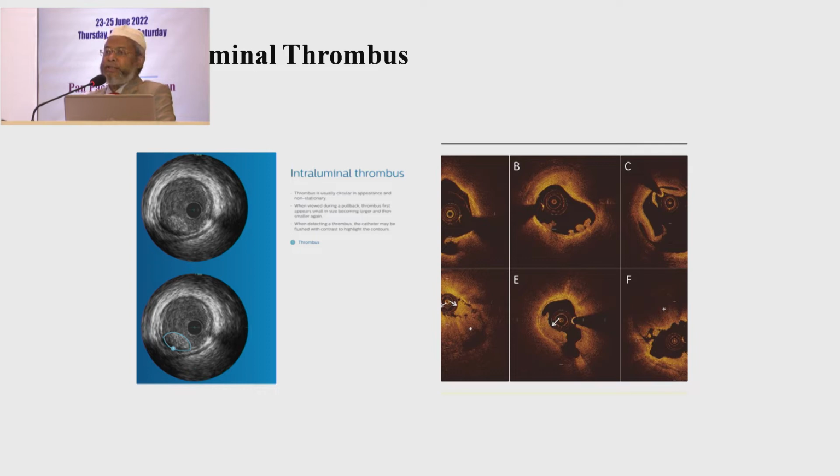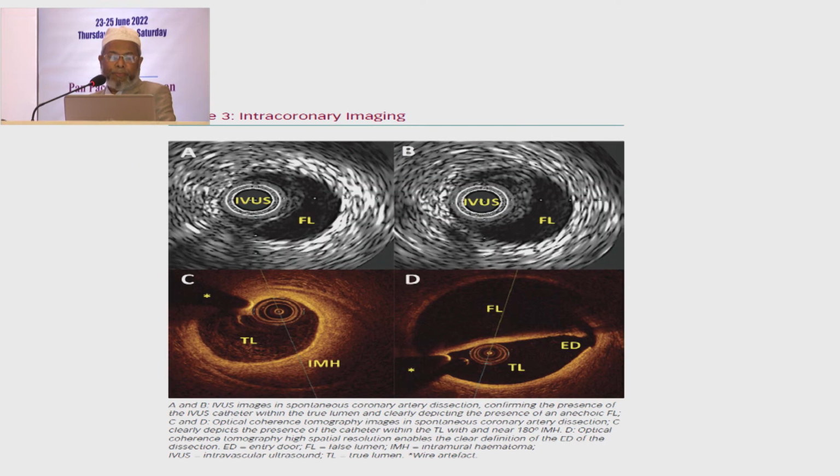Intraluminal thrombus. Here there is one superiority of the intraluminal thrombus detection. By OCT, we can detect the red thrombus as well as white thrombus, but by IVUS, we can't differentiate.